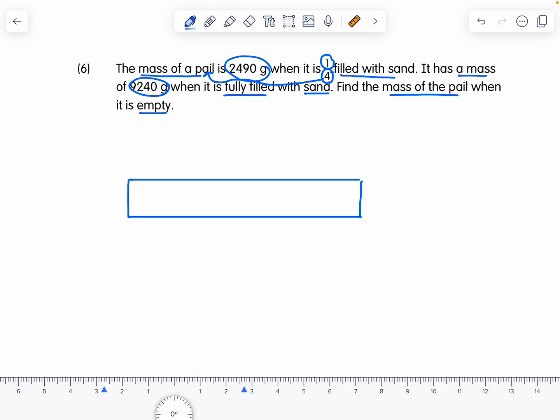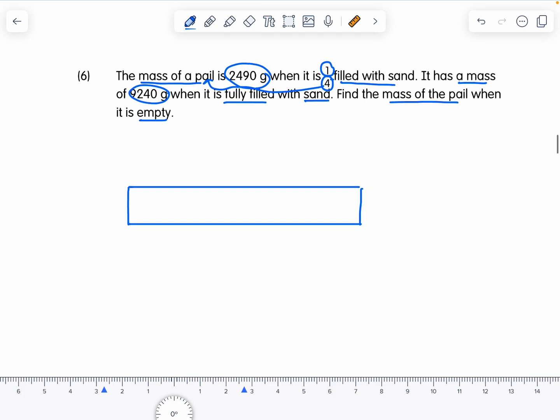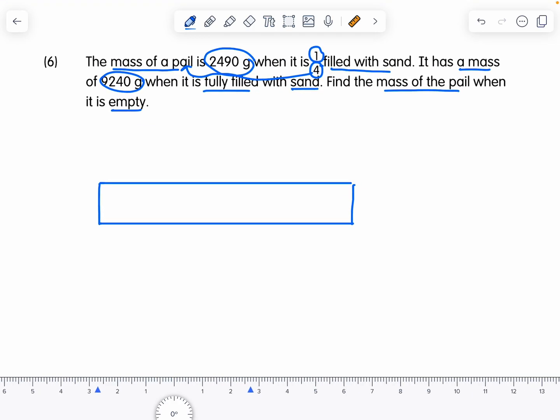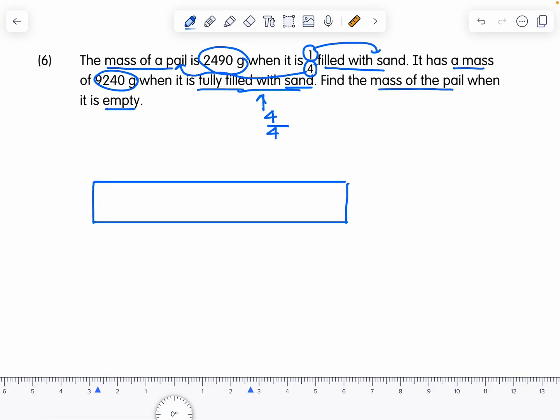Okay, now let's look at this first question, question 6, yeah? Now, first of all, the mass of the pail is 2,490 grams when it is 1 out of 4 filled with sand. So the 1 unit here refers to the sand, whereas the full pail itself is 4 units. Okay, next, if the pail is fully filled with sand, that means it is 4 out of 4 filled, 4 units fully filled. It will be 9,240 grams. Find the mass of the pail when it's empty.